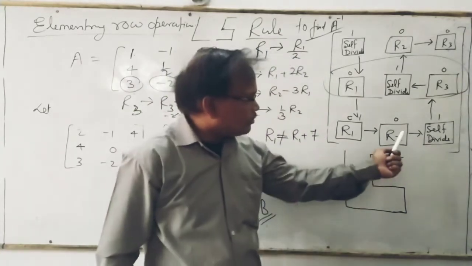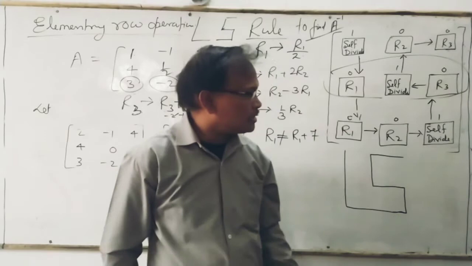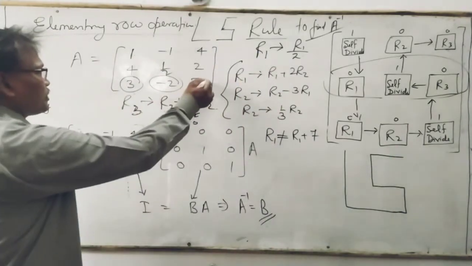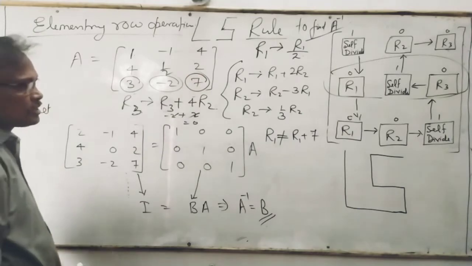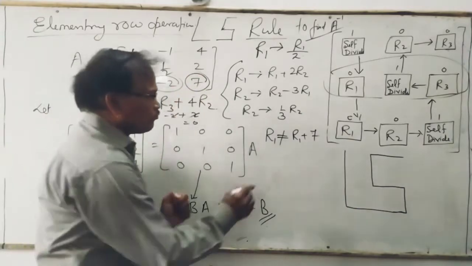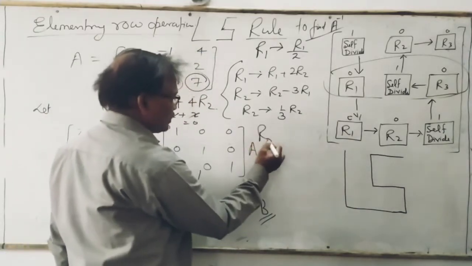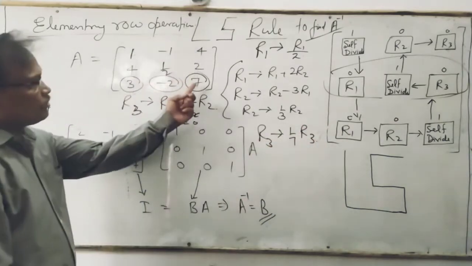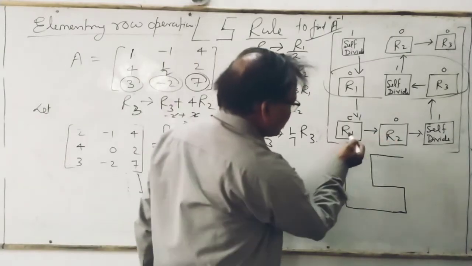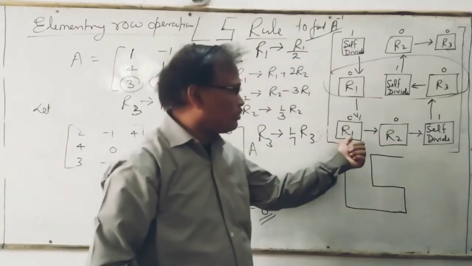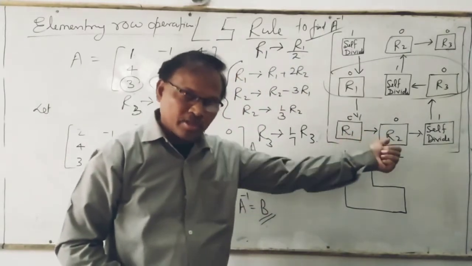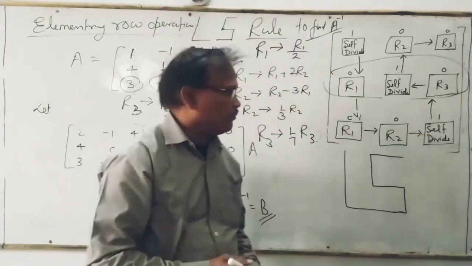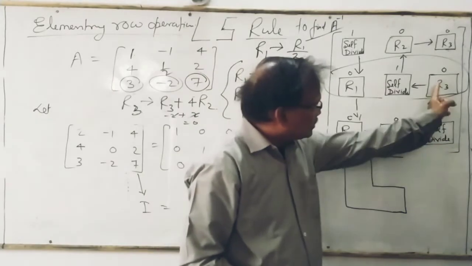Okay, now go in this direction. This is the self divide. Self divide means if 7 is there and you have to make it 1, so what will you do? You will do R3 tending to 1/7 R3. तो it will be 1. अब चूंकि ये भी 0 पहले से बन चुके थे, तो there will be no change in these two elements. तो ये 0 ही रहेगा, ये भी 0 रहेगा, that will come as 1.